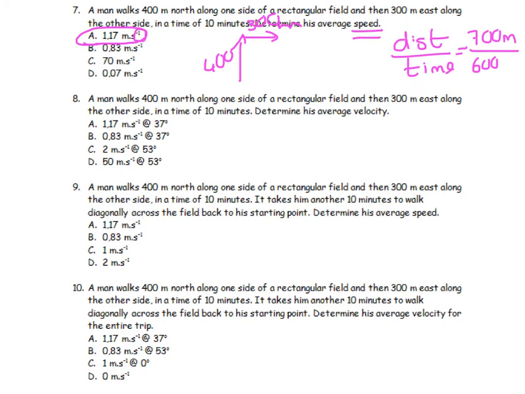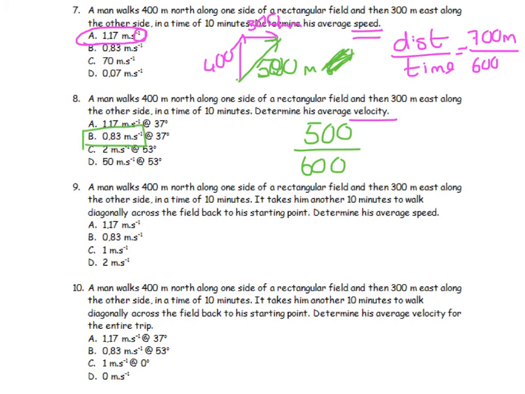Now we're going to have the exact same situation, but we want to know his average velocity. Velocity means I'll need to determine displacement, so from start to finish, and if you put that into a Pythagoras triangle, you land up with 500 meters. So the displacement is 500. I divide that by 600, and I land up this time with 0,83 meters per second.